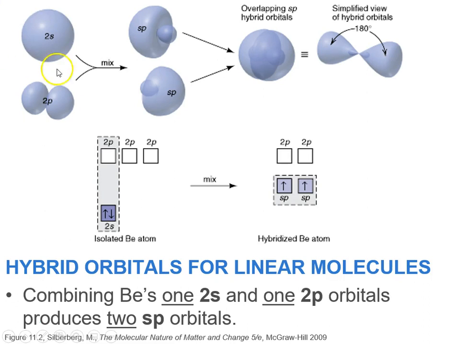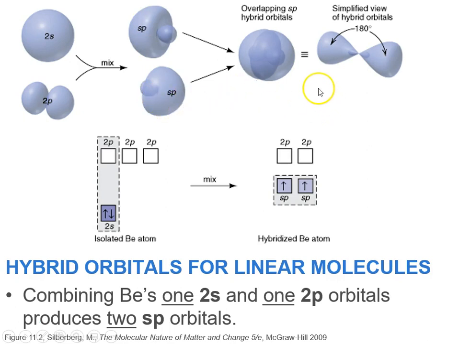So the s is going to be a sphere, and the p is this dumbbell. So if we mix them, we form something that kind of looks like a dumbbell, but it's kind of big because of the sphere. So here's our 2s orbital. We have one of those. Our 2p orbitals, we have one of those, and we mix to form two sp orbitals.